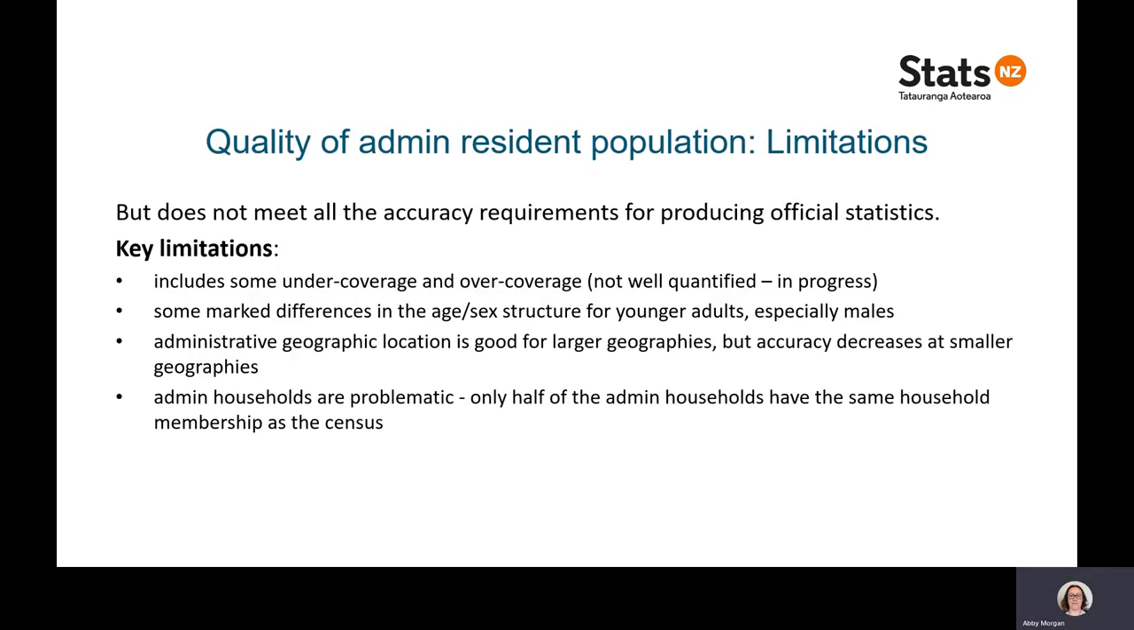These limitations include some undercoverage and some overcoverage in this population. At the moment, it's not well quantified, but we are progressing methods for measuring that. There are some marked differences in the age-sex structure for younger adults, especially in males. And the administrative geographic location is good when you're at larger geographies, but as you go down to smaller geographies, that accuracy tends to decrease. Admin households are also problematic, so we're only able to create about half of the admin households that have the same household membership as census.